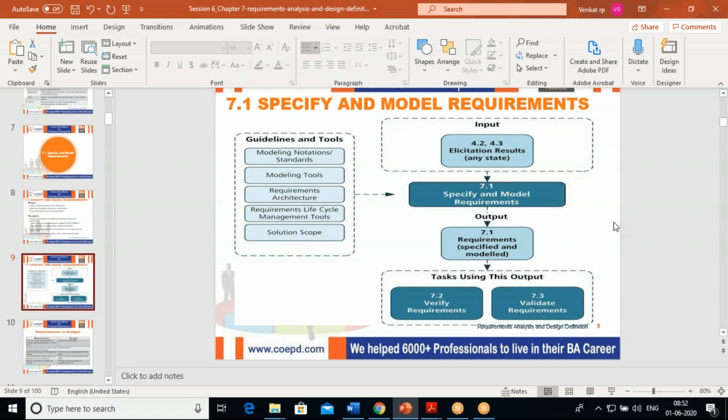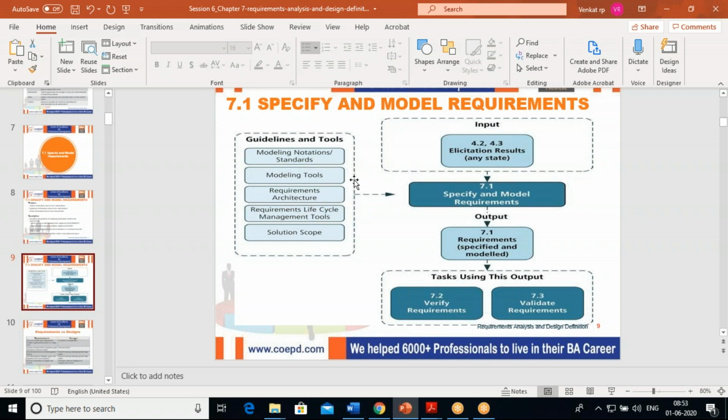Now, specify and model requirements takes elicitation results as input. Already we have discussed those elicitation results. And the guidelines: modeling notations and standards, like are you drawing activity diagrams, flow charts, use case diagrams, or going with BPM, business process modeling. Like that we will be understanding the notations we have to use. And modeling tools: are you using BPMN, Visio, or Enterprise Architect, what tools you are going to use here.